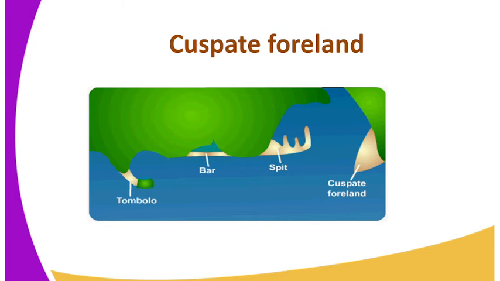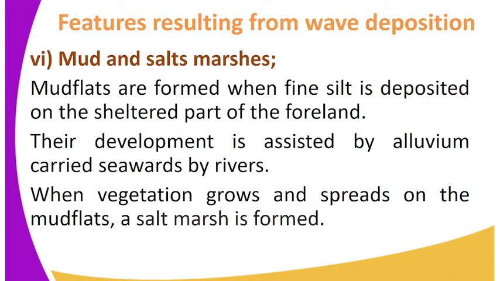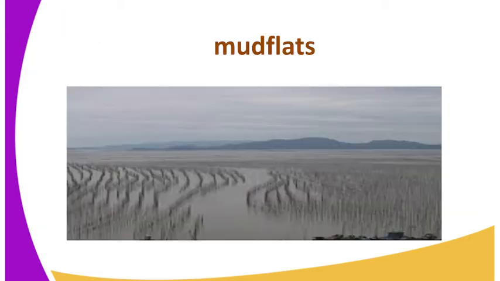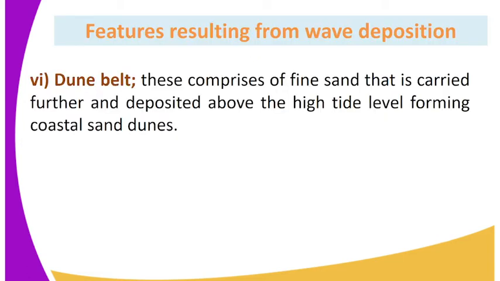Then the sixth feature is mud and salt marshes. Mudflats are formed when fine silt is deposited on the sheltered part of the foreland. Their development is assisted by alluvium carried seawards by rivers. When vegetation grows and spreads on the mudflats, a salt marsh is formed. A picture of mudflat.